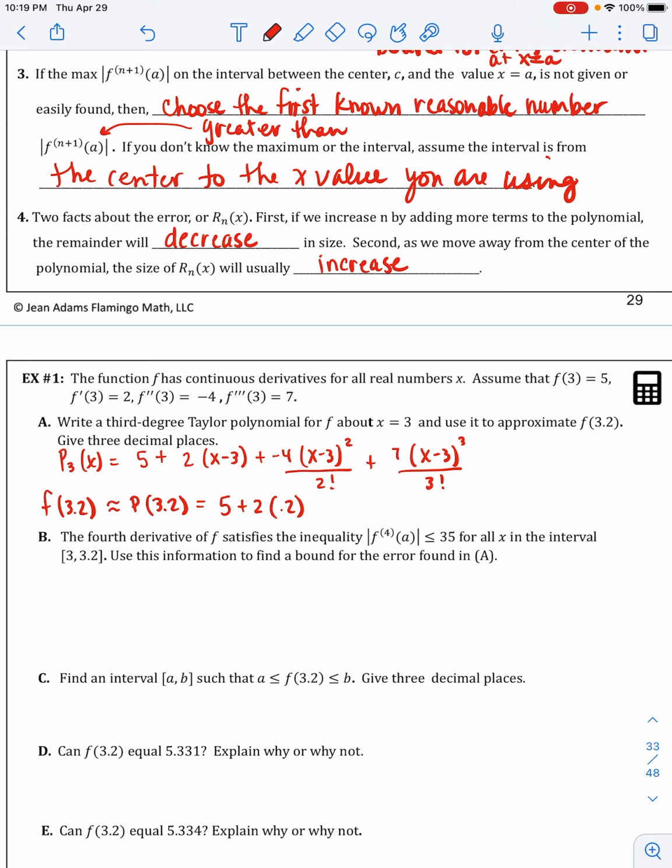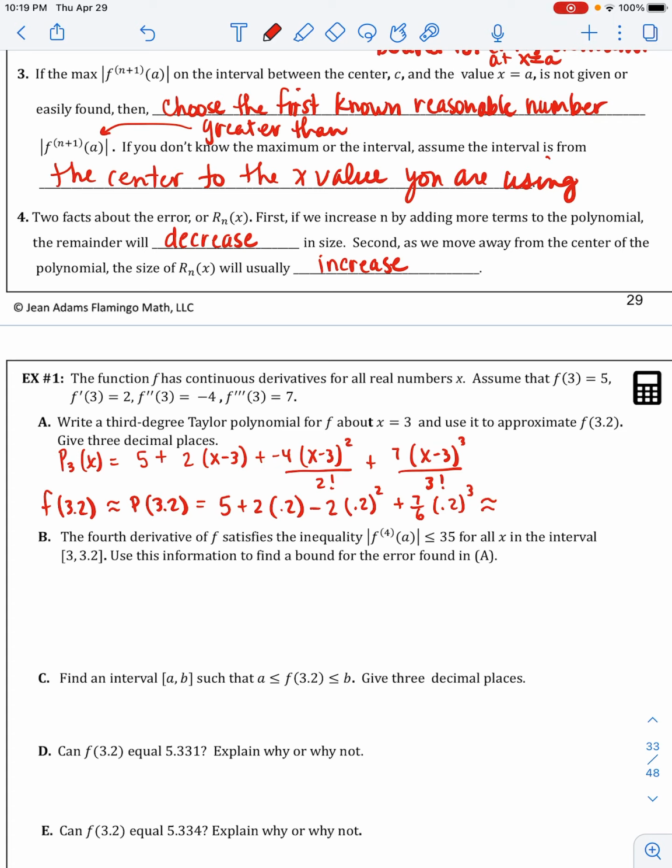So it's approximately equal to my p of 3.2, which equals 5 plus 2 times, now if I put my 3.2 minus 3 in, I get 0.2, minus, now 4 divided by 2 is 2. So I basically just took negative 4 divided by 2 factorial, which is going to give me negative 2. And then when I put my 3.2 in, I get 0.2 to the second. And then I have 7 over 6, because 3 times 2 times 1 is 6. So 7 over 3 factorial is 7 over 6. And this would be 0.2 to the third power.